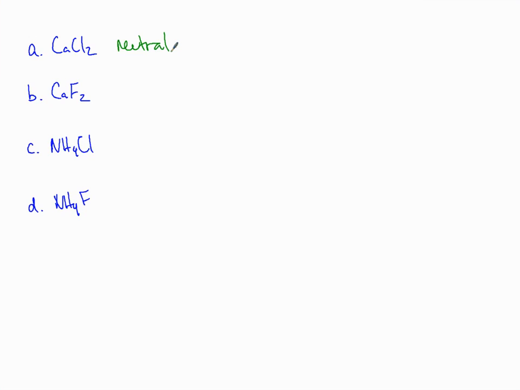Calcium fluoride is going to dissociate 100%. Calcium, again, is not going to affect the pH. But then we have fluoride, and fluoride is the conjugate base of a weak acid. And so what's going to happen is we have these fluorides, and we have waters, and we're going to end up with HF and some hydroxide. And this means that the solution will be slightly basic.